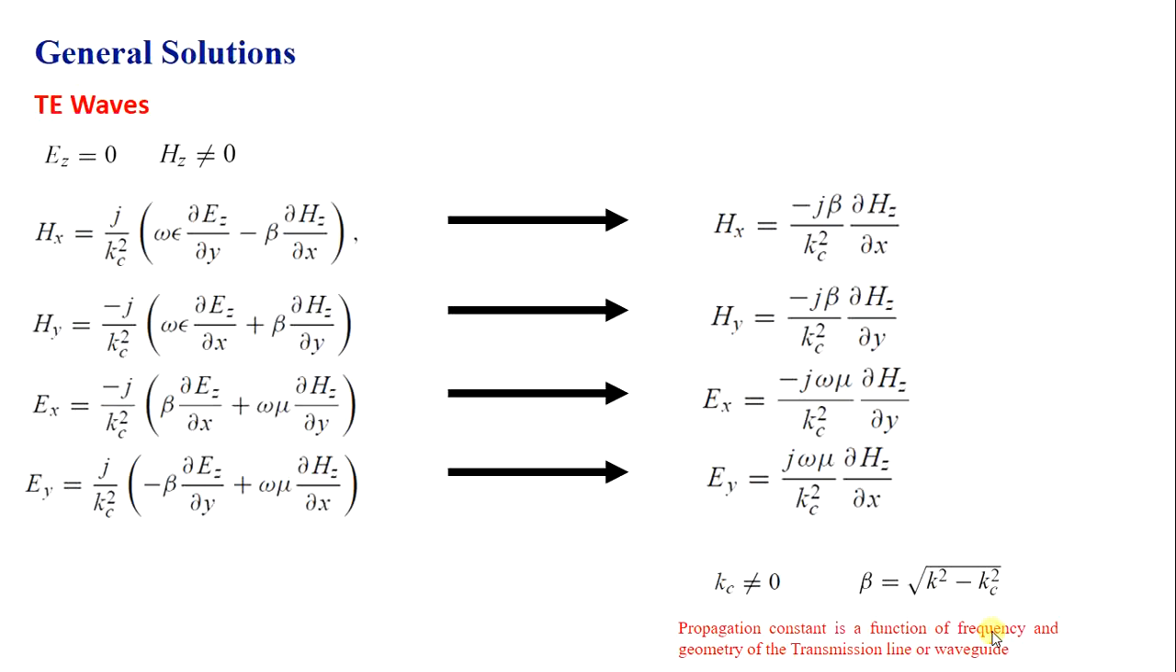Propagation constant is a function of frequency and geometry of the transmission line or waveguide. Helmholtz equation for Hz can be written as ∂²/∂x² plus ∂²/∂y² plus ∂²/∂z² plus k square Hz equal to 0.